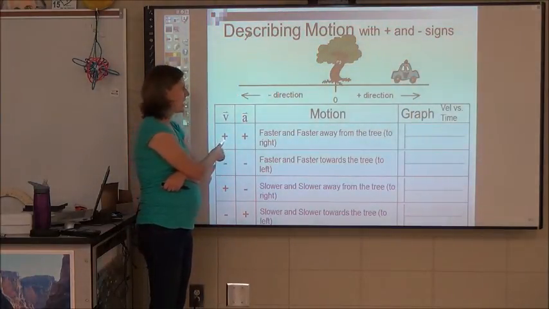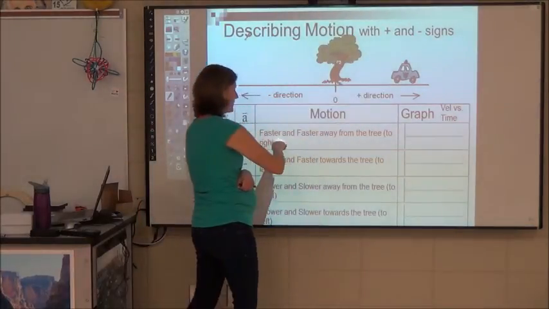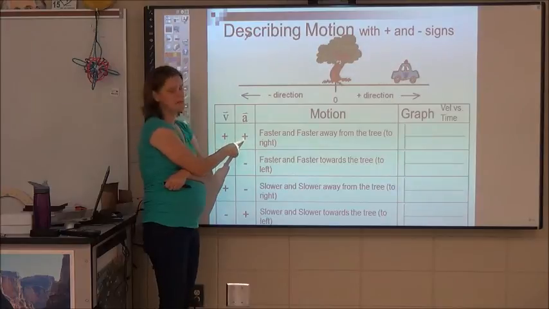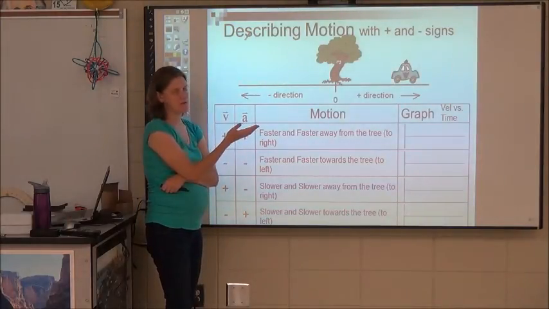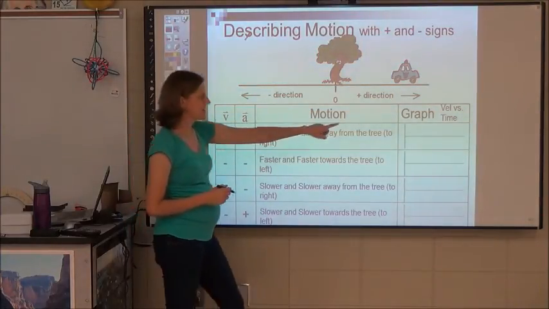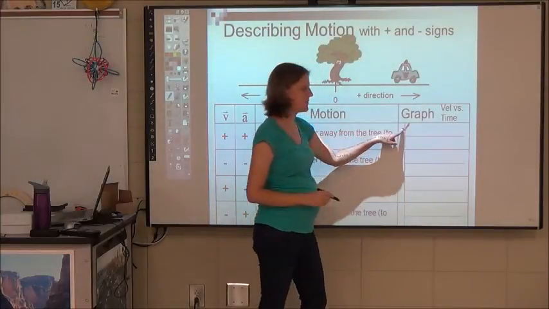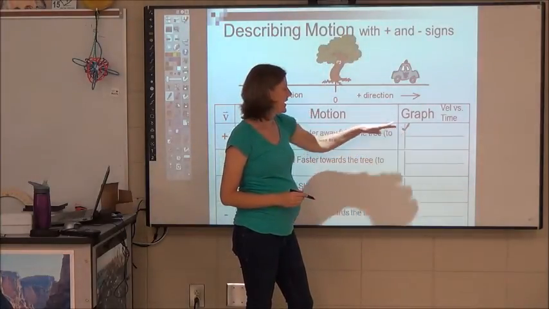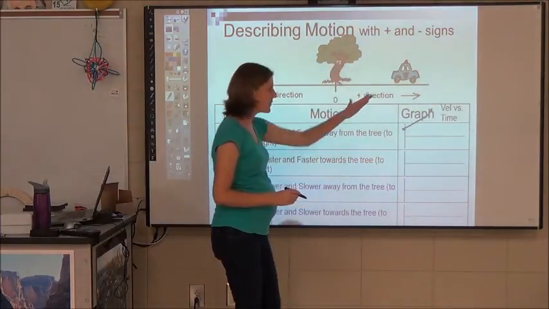If you have a positive velocity, it would mean it's going right. So it's moving away from the tree, to the right. And the acceleration matches. That's kind of key. If it matches in sign, it's going faster and faster and faster. And if I were to graph that as a velocity graph, I'm starting with some positive value, and I'm accelerating, going faster and faster. So my graph would go up.